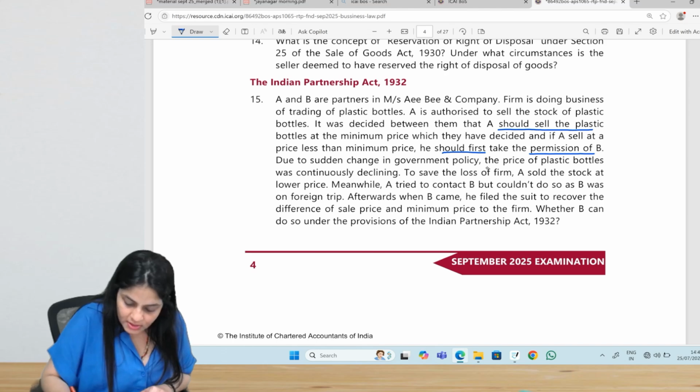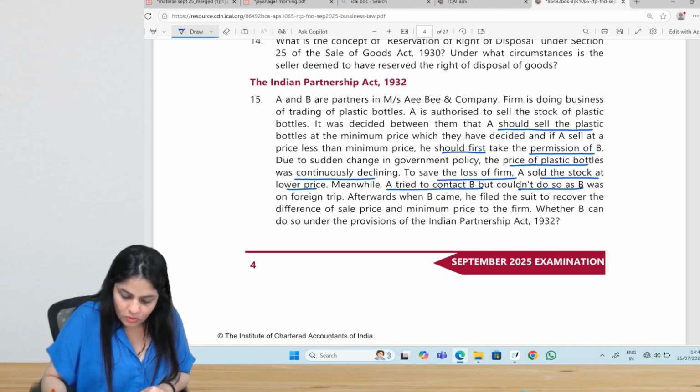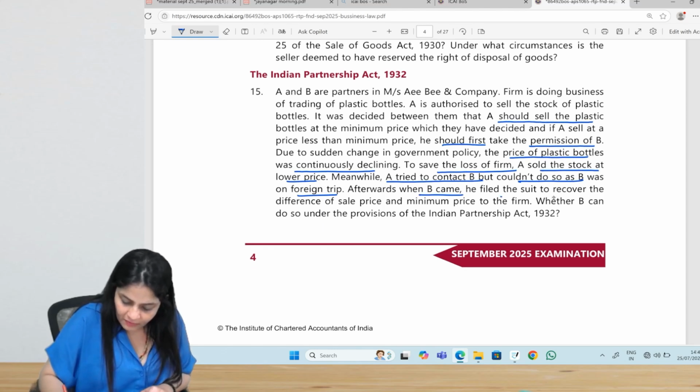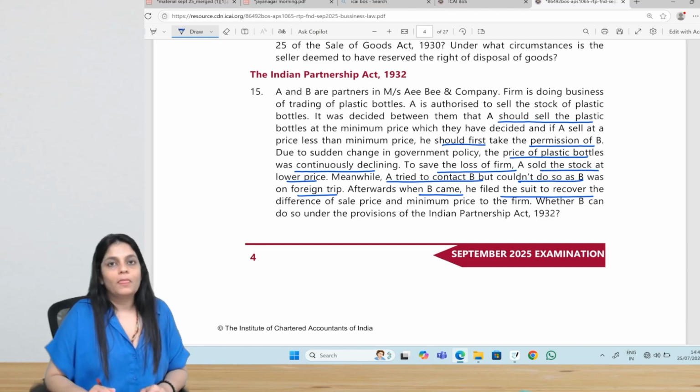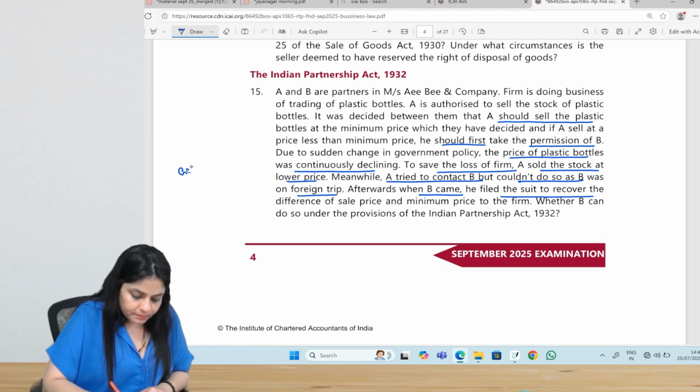Due to sudden change in government policy, the price of plastic bottles was continuously declining. To save the loss of the firm, A sold the stock at a lower price. Meanwhile, A tried to contact B but couldn't do so as B was on a foreign trip. Afterwards, when B came, he filed a suit to recover. Okay. Acts in emergency.